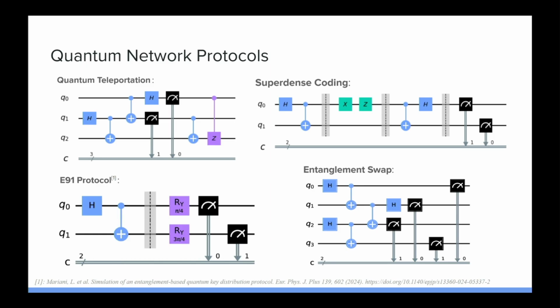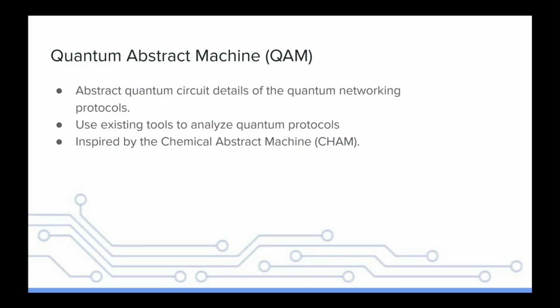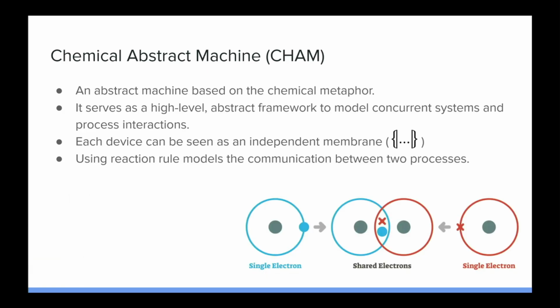So that gives us some motivation. We want to build an abstract framework that can abstract away all the quantum circuit details. We don't want to show the gates and the qubits, just focus on the communication itself. And we want it to be classical-like so that we can use existing tools to analyze the performance of those quantum protocols. The reason it's called the quantum abstract machine is that it's inspired by the chemical abstract machine, aka CHAM. So what is the chemical abstract machine?